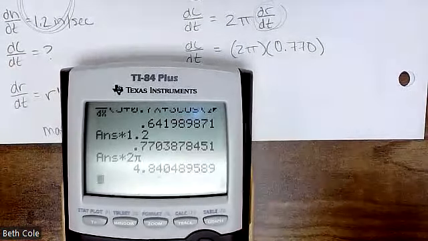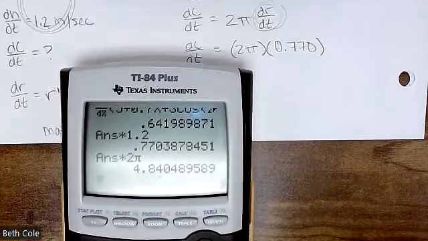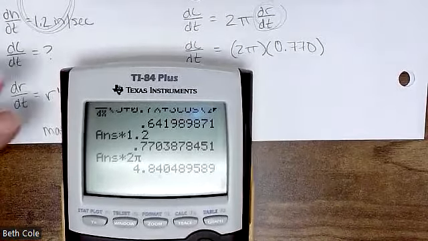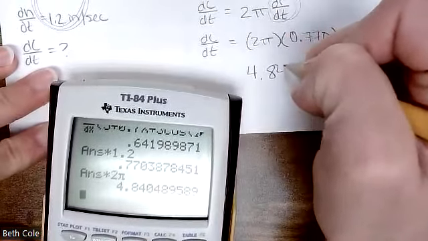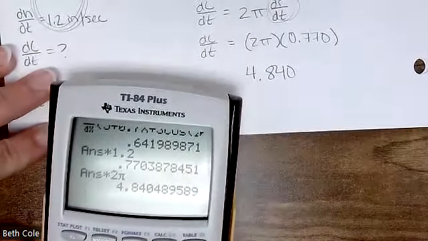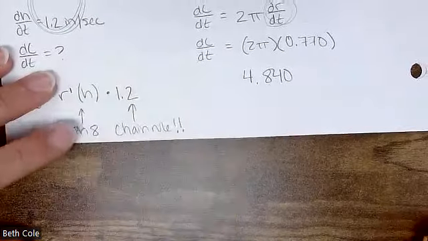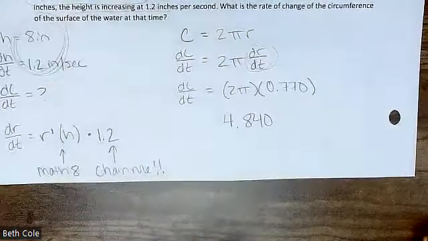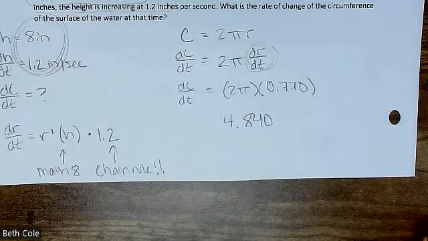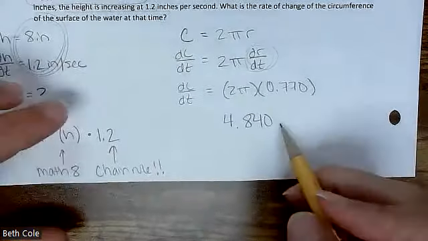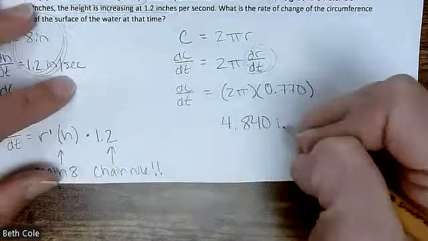If you aren't sure, or like on the AP exam, you're like, I just want to make sure I'm being super accurate, write them all. Like you can write them all, but you need at least the first 3. So 4.840. And it's free response, so we do need units. It was the rate of change of a circumference. That's just a distance around. So that's not squared or cubed or anything. It's not an area or a volume. It's just the distance around. So it would be what per what? Yeah, inches per second.